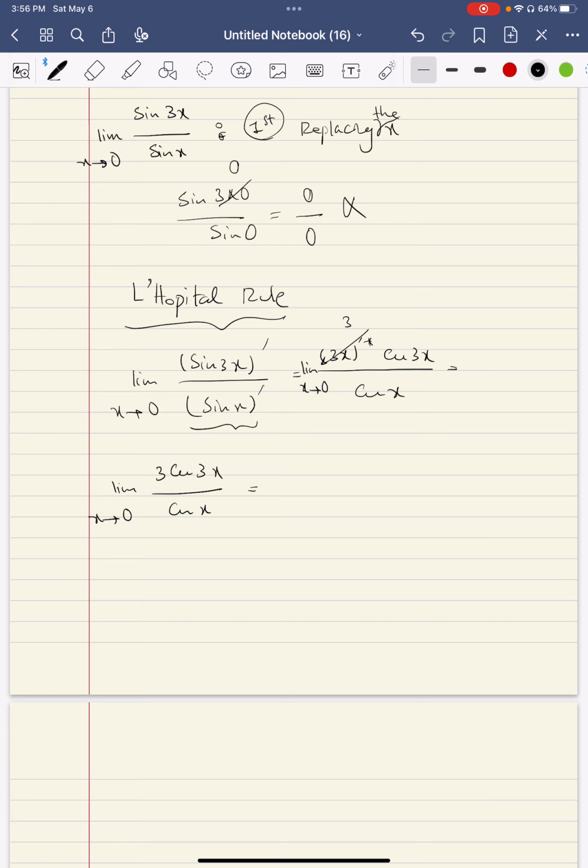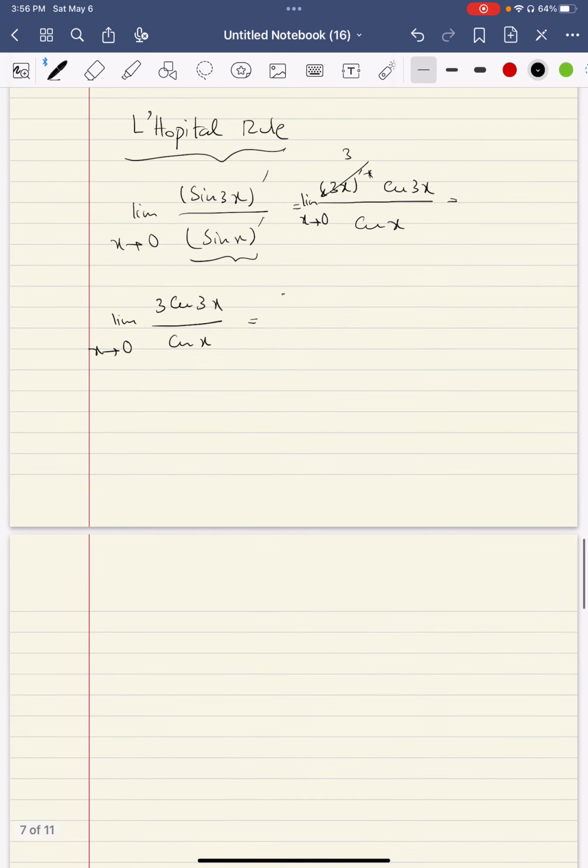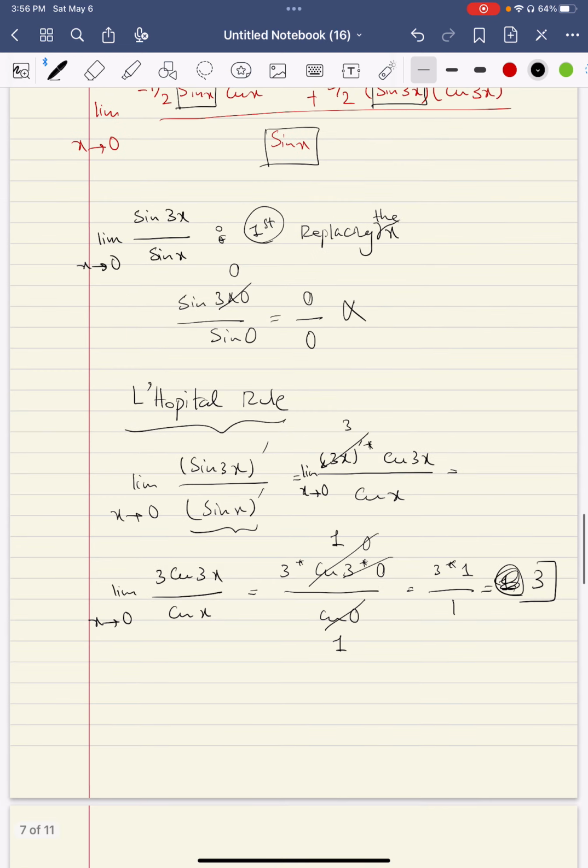So let's replace the x with 0. 3 times cosine of 3 times 0 over cosine 0. 3 times 0 is 0. Cosine 0 is 1. So it would be 3 times 1 over 1, or just 3. Right? So the answer for this would be 3.